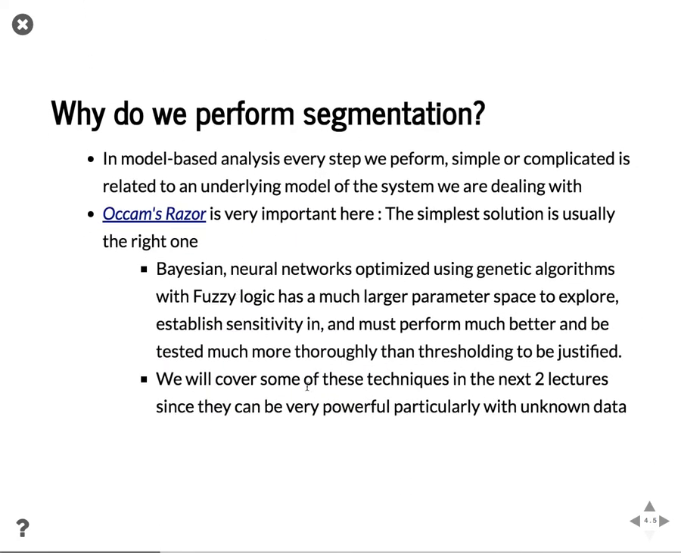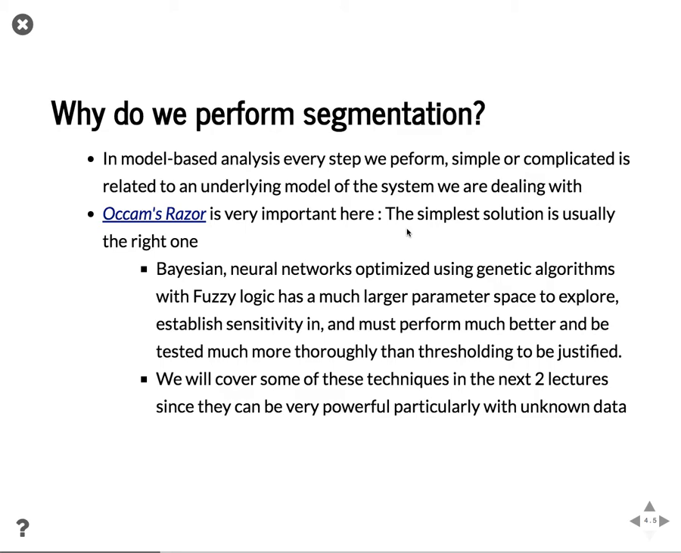So why do we perform segmentation? In a model-based analysis, every step we perform, simple or complicated, is related to an underlying model of the system that we're dealing with. And so if we go back to that bone sample, we have air, we have bone, we have tissue. We know that bone interacts much more strongly with X-rays than air or tissue does, and so we'd expect it to appear brighter on the image. That's the model we have, and we want to apply that to the image.